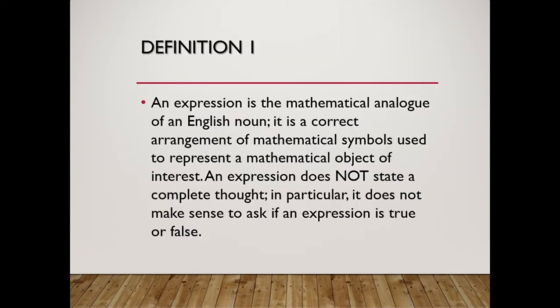So we have here our first ever definition. Definition number 1. An expression is a mathematical analog of an English noun. It is a correct arrangement of mathematical symbols used to represent a mathematical object of interest. An expression does not state a complete thought. In particular, it does not make sense to ask if an expression is true or false.